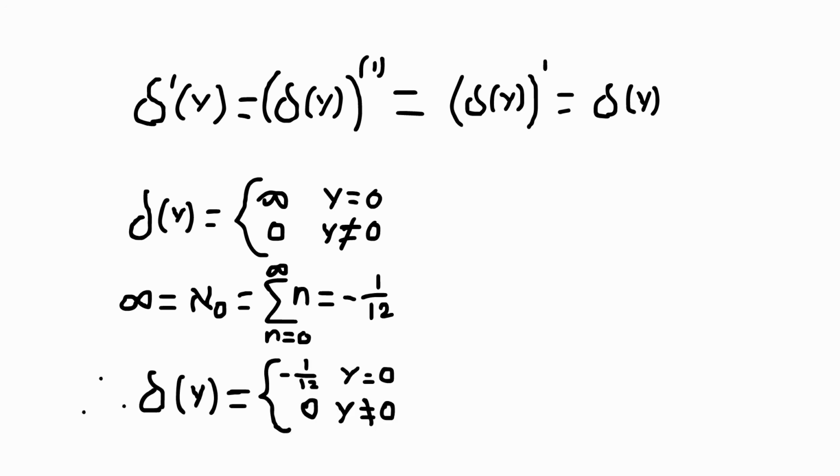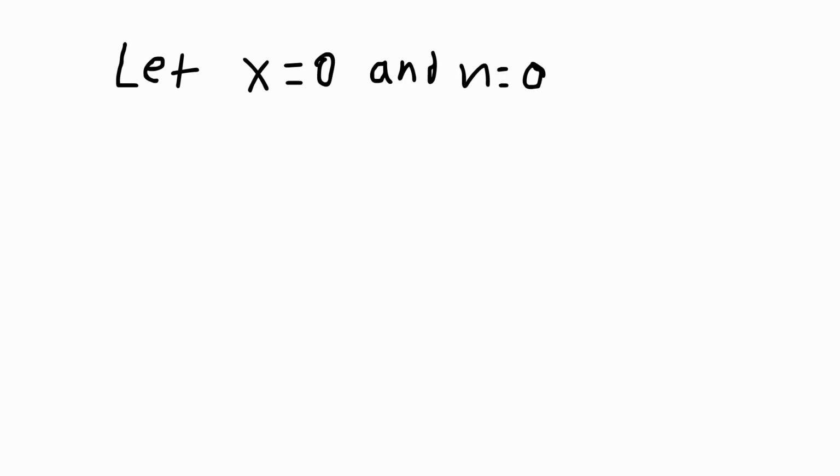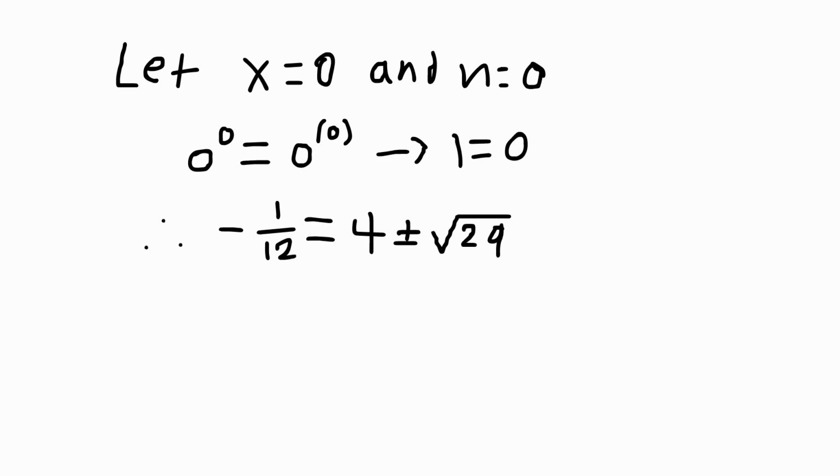Using Chaudoin's theorem and letting x and n equal 0, we can find that 0 to the 0 is equal to the 0th derivative of 0, therefore showing that 1 is equal to 0, and that -1/12 is equal to 4 plus or minus root 29. Therefore, we can replace -1/12 with 4 plus or minus square root of 29 in the piecewise function.